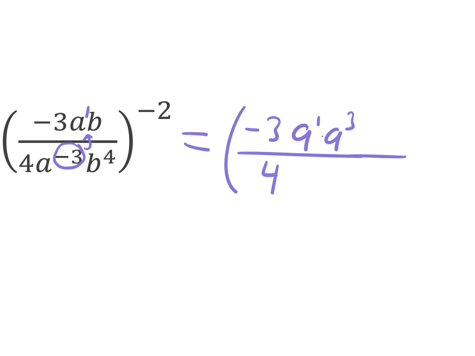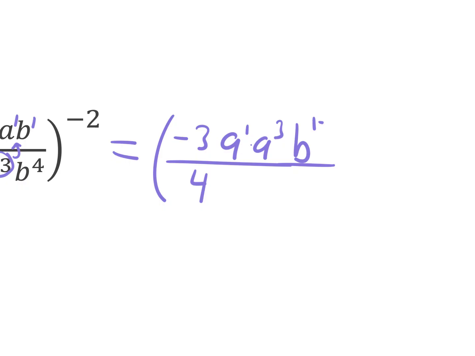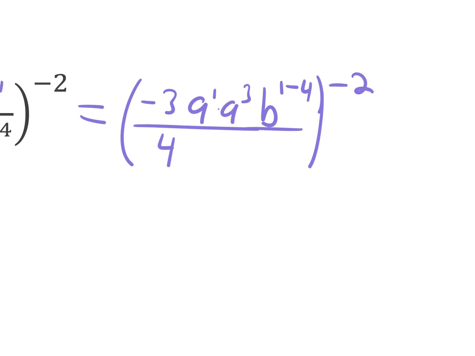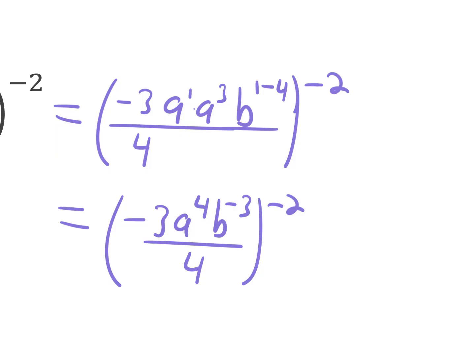And then the b's, they're both positive, but we're dividing. So if we're dividing, what can we do? Subtract the exponents. So this is b to the 1 minus 4. And then I still have this whole thing over a negative 2. Take your time. Don't rush it. I'm going to take my time to simplify the top. This is negative 3a to the 4th, b to the negative 3, over 4 to the negative 2. Are we okay with how I got from here to here? Yeah, good.